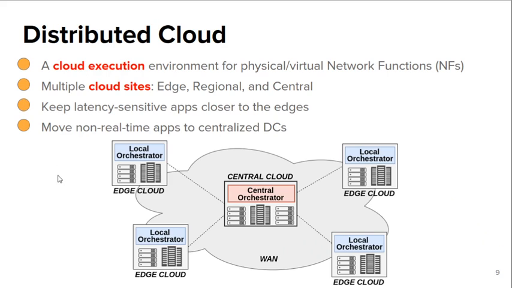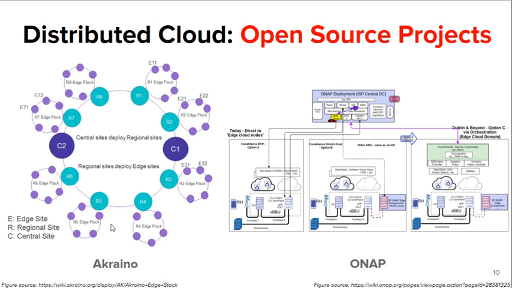For example, this figure shows interconnected edge sites in which a centralized orchestrator or central orchestrator can establish communication with local orchestrators placed at individual edge sites. Examples of open source projects that consider multiple edge cloud sites and centralized data centers include Akraino and ONAP. An Akraino deployment, for instance, intends to follow the hierarchy of deployments, such as the collection of central sites that deploy a collection of regional sites, and the regional sites facilitate the deployment of edge sites.